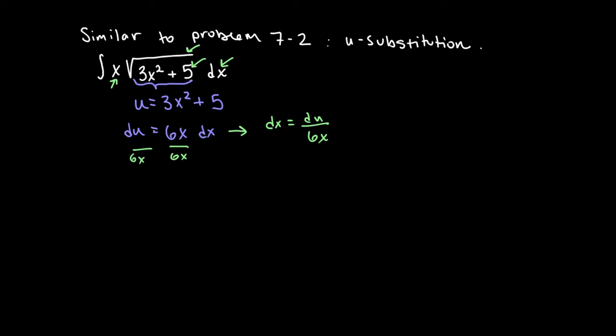And now let's start replacing things in the original integral. So that means we have the integral. We haven't done anything with this front x just yet, so we're just going to rewrite it. So x square root of, we can replace 3x squared plus 5 with our substitution u, and then we can replace dx with du over 6x.